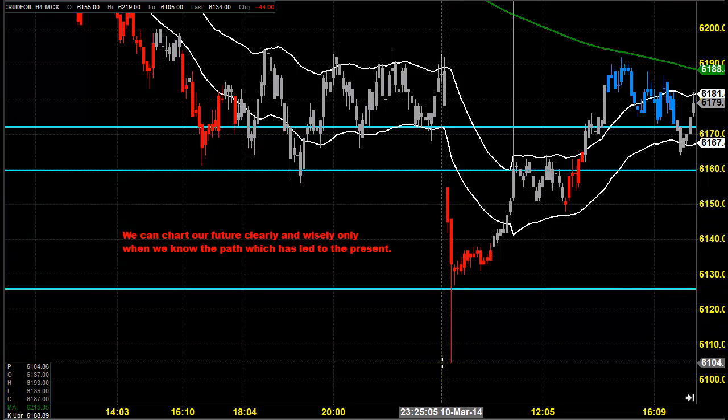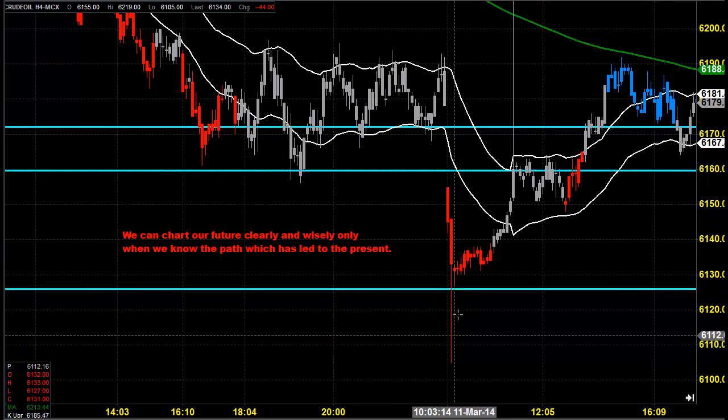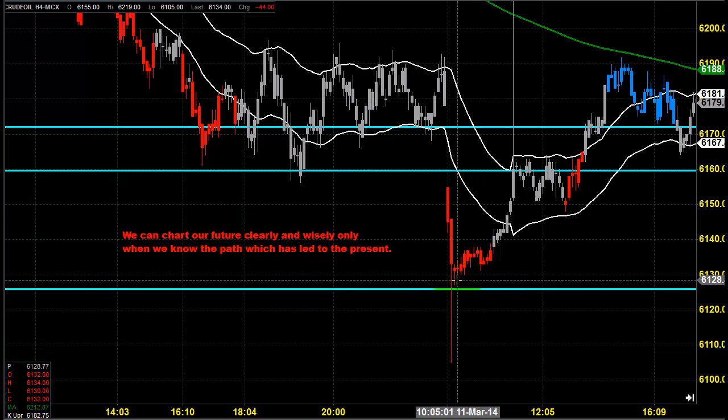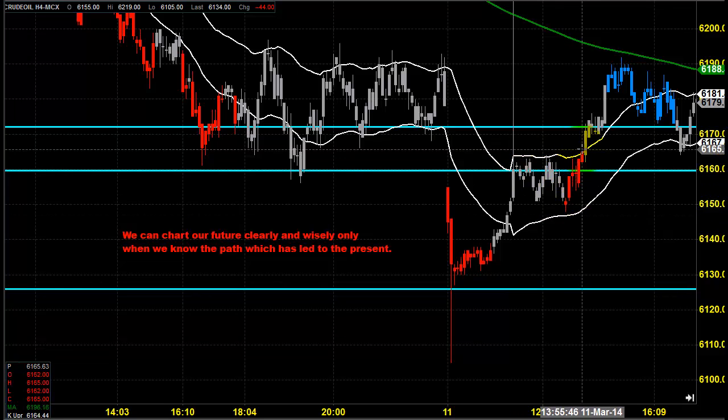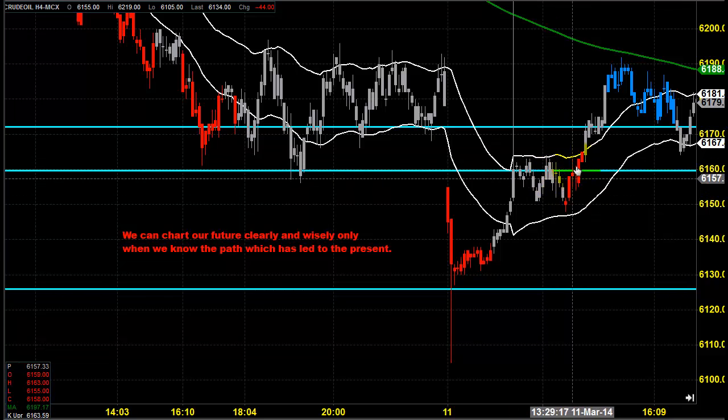So the price came down till 6,104. Again there was a little bit of support. Still our charting tool started thinking in a way, because it knows that it is a resistance. So by default it provided you an indication that the price can likely come down.